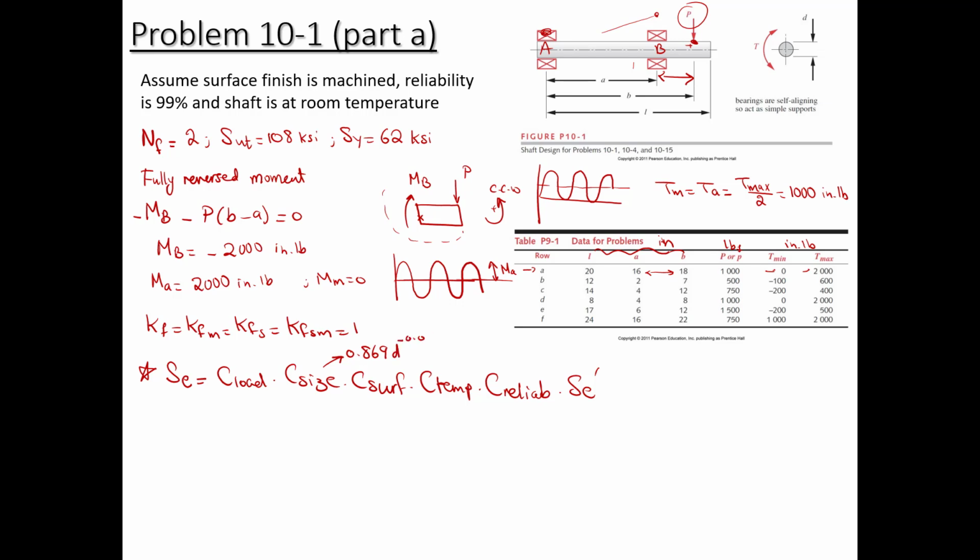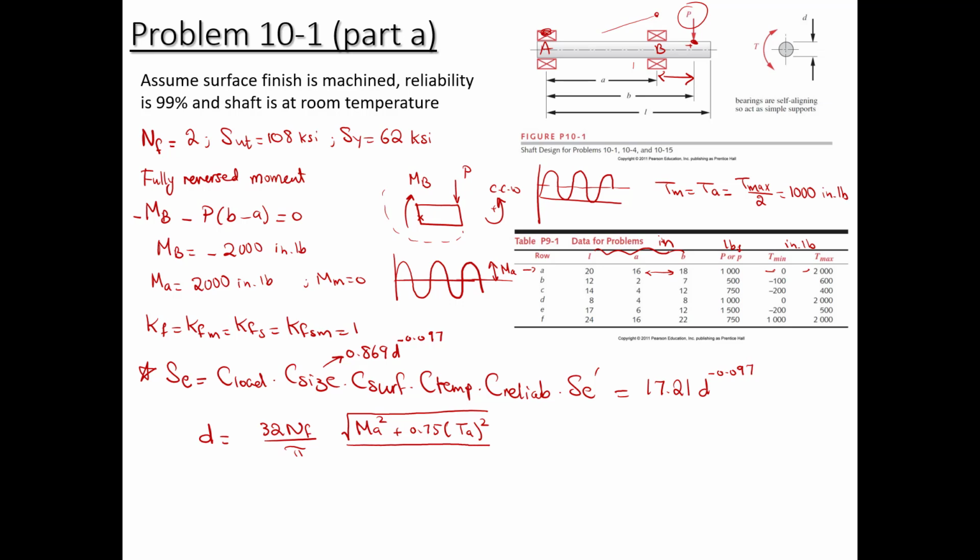So d to the negative 0.097, and this actually gives me 17.21 d to the negative 0.097. Okay, so my diameter equation becomes 32 times the factor of safety divided by pi, times 3/4 or 0.75, and I'm dropping the stress concentration factors because we're ignoring that, so we're taking them as 1.